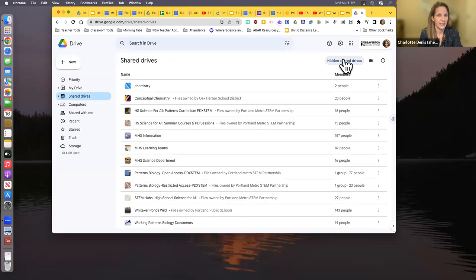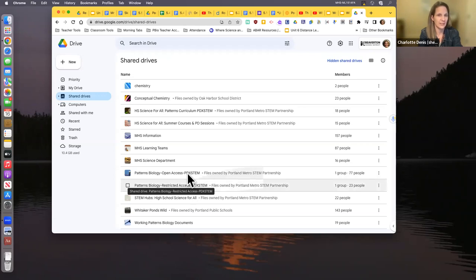So, okay, Ryan, great. So you can see open access, you have nothing hidden. And Ryan, can you see the restricted access folder, or the restricted access drive, I guess, or just open access?